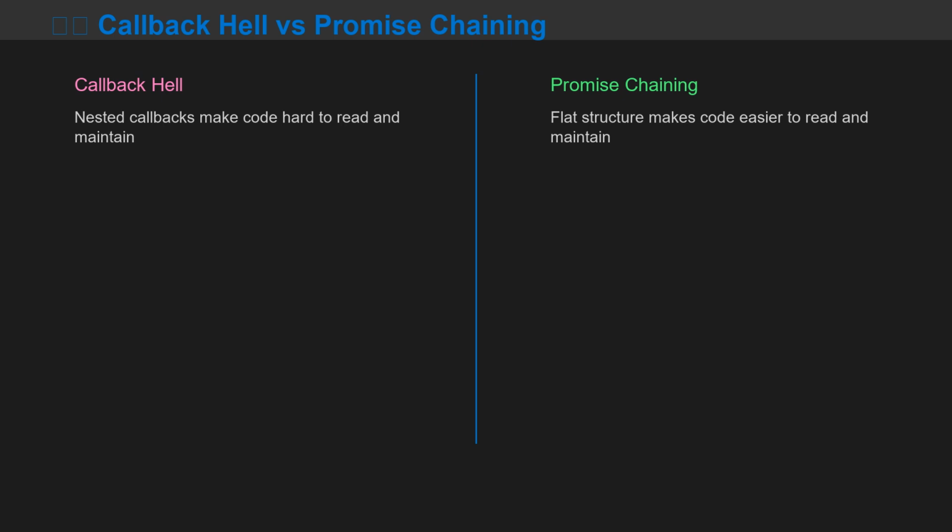Let's compare callback hell to promise chaining. On the left, you see callback hell, where we have deeply nested callbacks. This makes the code hard to read and maintain. On the right, we have promise chaining with a flat structure. This makes the code much easier to read and maintain.